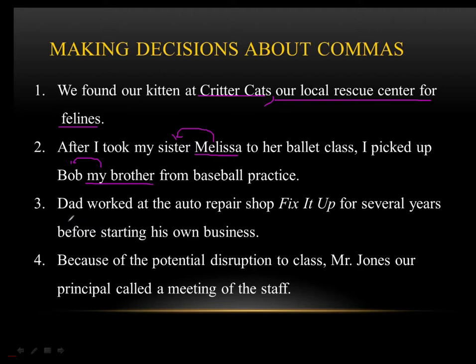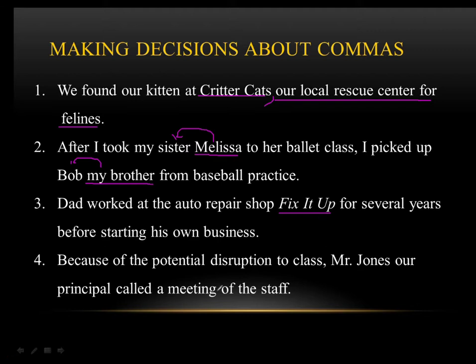Okay. Number 3, Dad worked at the auto repair shop, Fix It Up, for several years before starting his own business. This is the name of the shop. That's our appositive. Do I need this in order to know which auto shop I'm talking about? Well, in Dallas, Texas, we have a lot of those. So unless I know the name of the shop, I would have no clue what we were talking about. And since I need it for identification, I don't want to put commas around it.